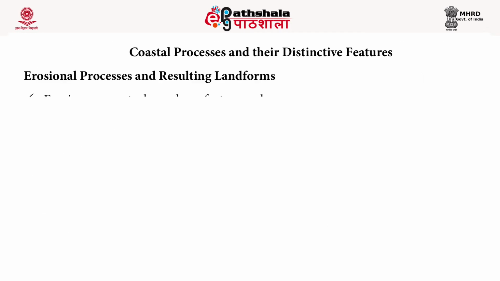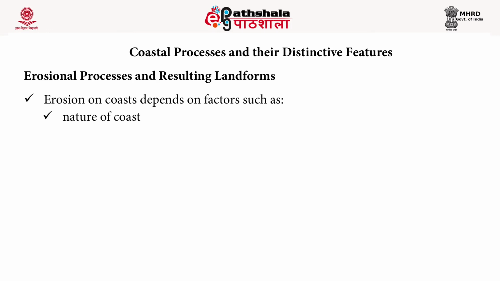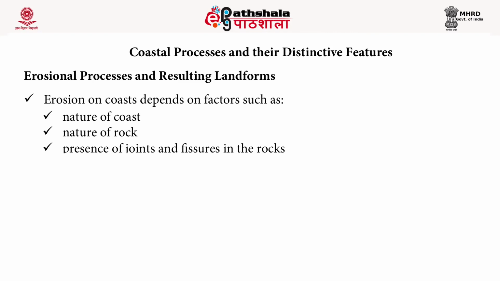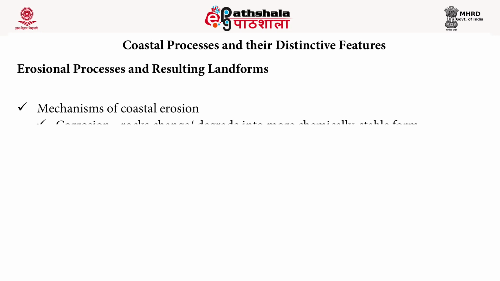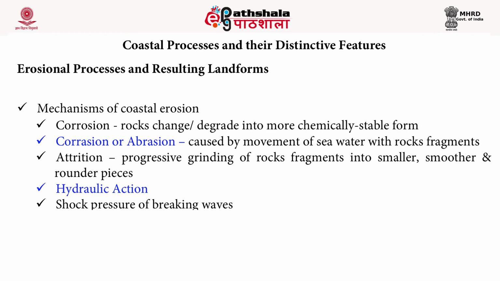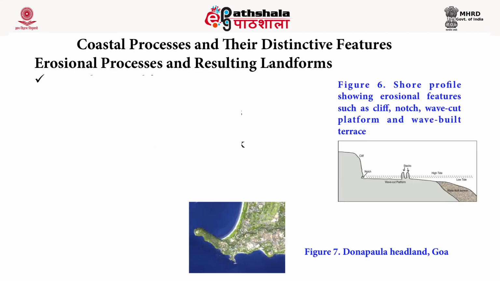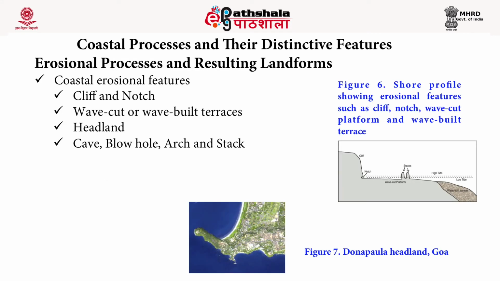Now, we will discuss the erosional processes and the resulting landforms. Erosion on the coast depends on factors such as the nature of the coast, nature of rock, presence of joints and fissures in the rocks, presence of rock particles with waves, chemical action of seawater and also wave strength. Mechanisms of coastal erosion are corrosion, abrasion, attrition, hydraulic action and shock pressure of breaking waves. Some of the common coastal erosional features include cliff and notch, wave cut or wave built terraces, headland, cave, blowhole and stack, as you see in these two figures.